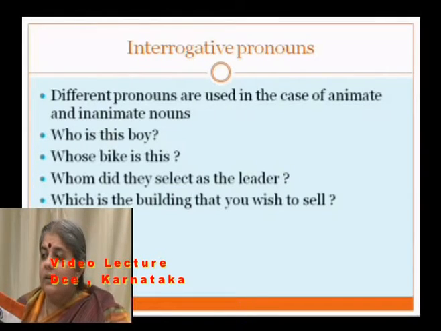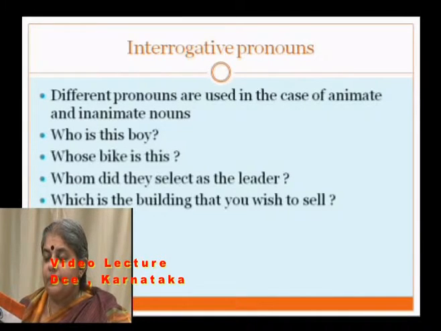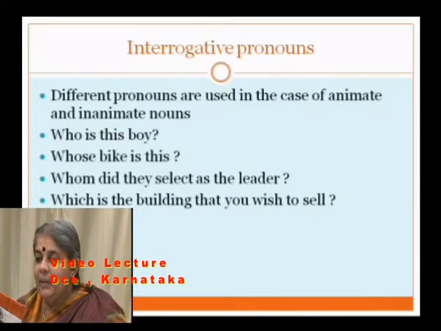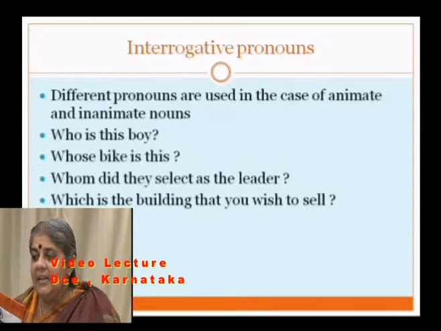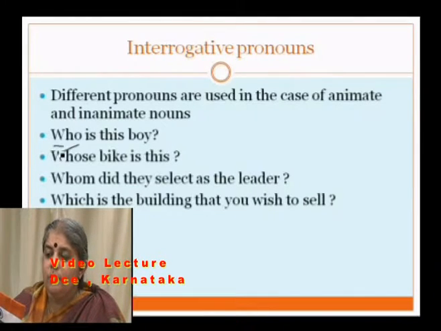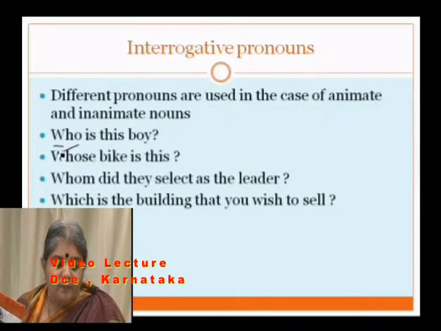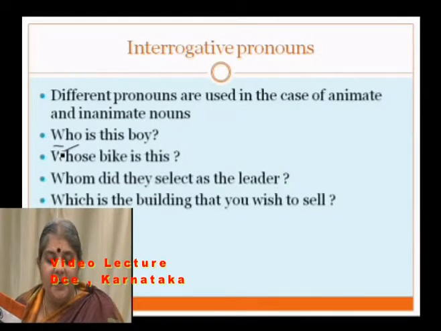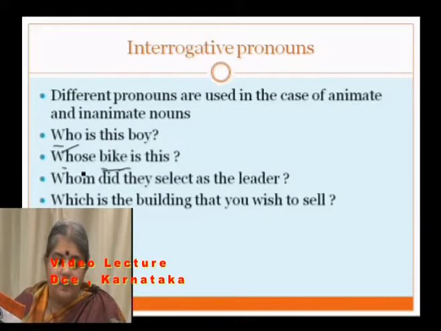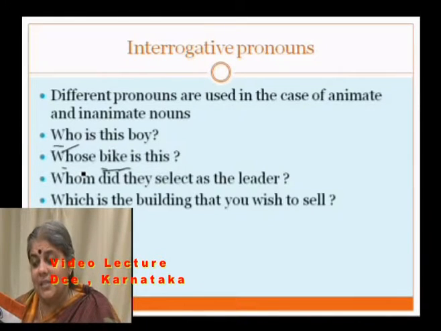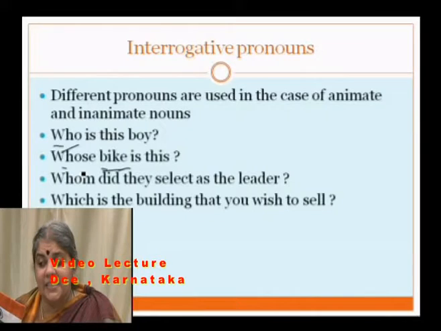The fourth division of pronoun is interrogative pronouns. Different pronouns are used in the case of animate and inanimate nouns. In the case of an animate noun, we use the word who. Who is the boy? Who was the person working here? In the case of inanimate, we use the word whose. Whose book is this? Or whose bike is this?